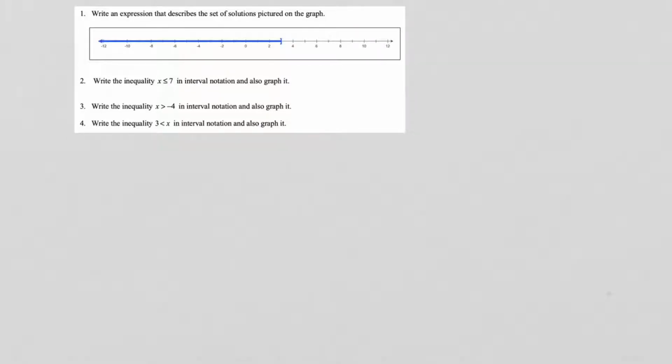Problem number 1, I'm going to do number 1 up here. Problem number 1 asks us to write an expression that describes this set of solutions. Now, this book is using this notation right here, these square brackets, to indicate that the point is included. If the point is not included, they'd be writing parentheses. Often what you'll see instead is that you'll write a closed circle for included and an open circle for not included.